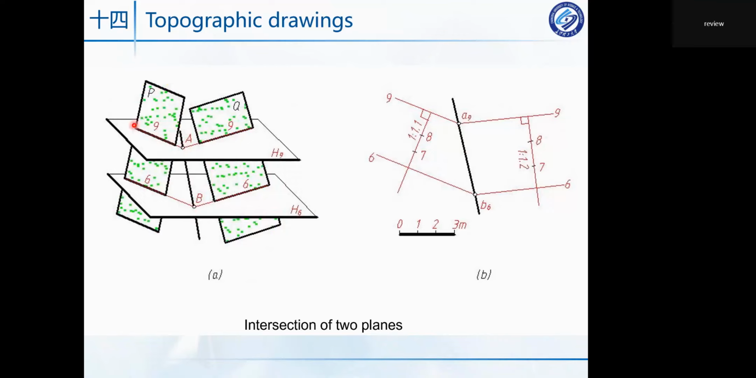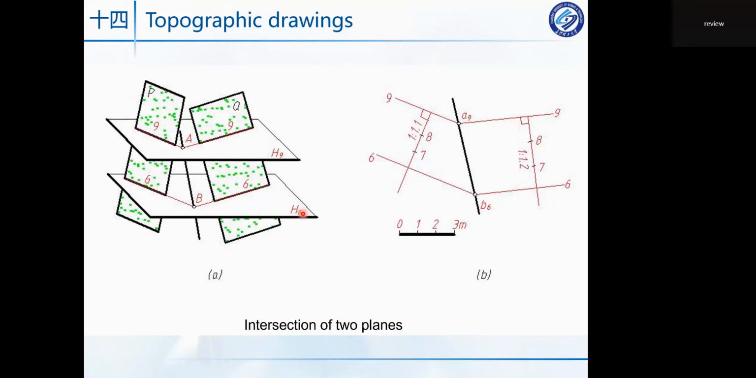For A, you can see we use a horizontal cutting plane to cut these two planes, and we can get two contour lines, and they must cross at A. Also we use another horizontal cutting plane and cut P and Q. We can also get another two contour lines whose elevation is the same as the cutting plane.